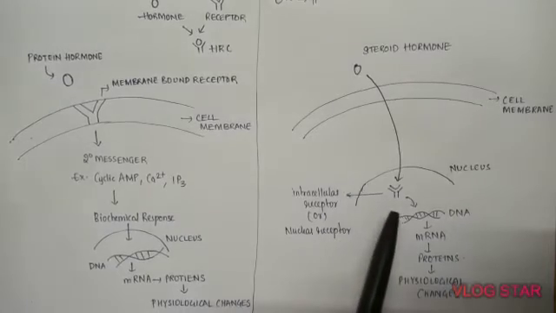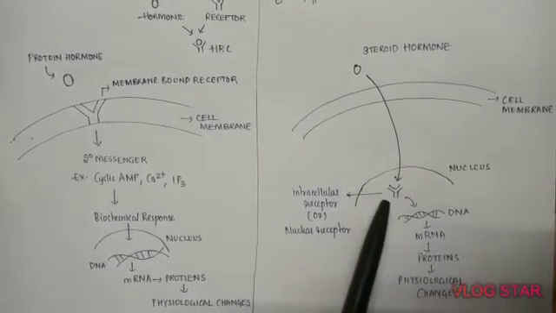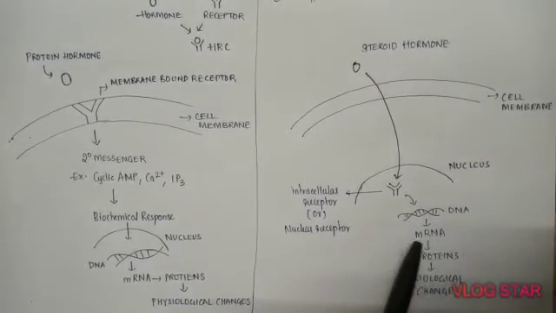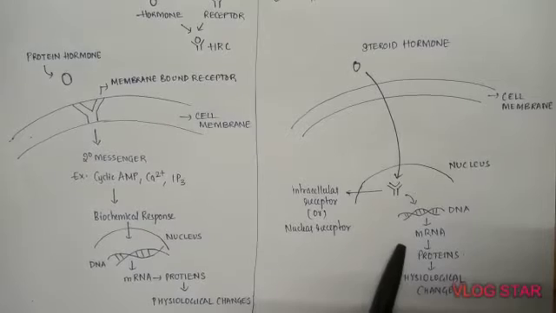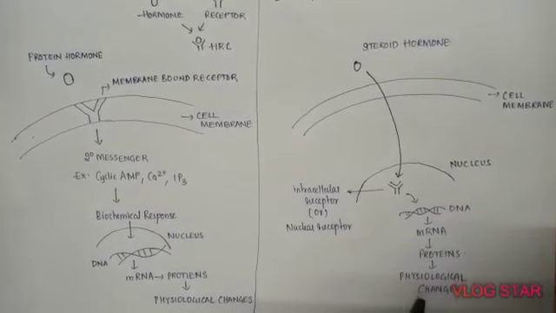And when it comes to the steroid hormones, these hormones can enter into the cell. So their receptors are known as intracellular receptors or nuclear receptors. And these receptors, when they bind with the hormone, they make the DNA produce mRNA. And this mRNA in turn produces proteins. And this protein will give physiological changes in the cell.